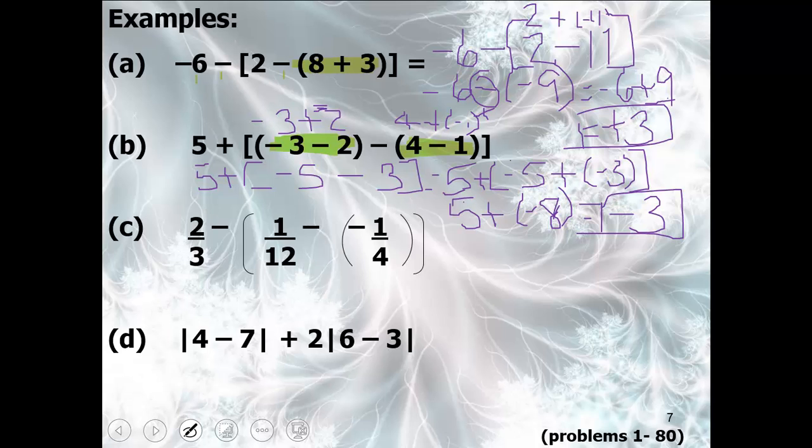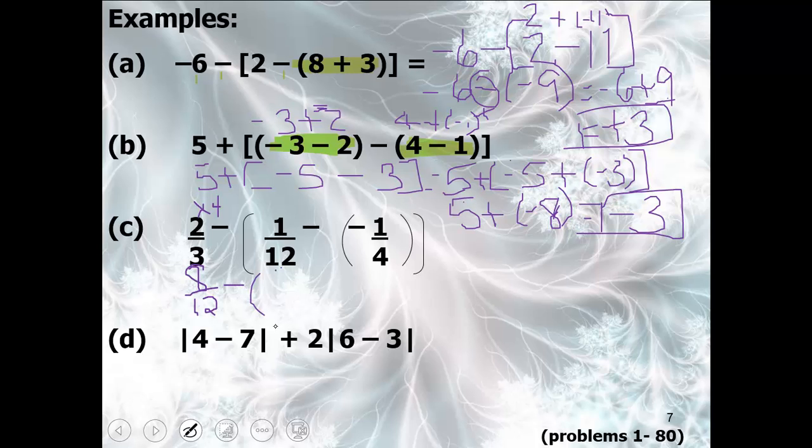Now, with fractions, this is going to combine what we've already learned about fractions, and I'm going to find a common denominator. So I'm going to look, does 3 go evenly into 12? Yes. Does 4 go evenly into 12? Yes. So my common denominator is 12. So what do I have to multiply 3 by to get 12? Well, that's 4, so that means I have to multiply 2 by 4, and that gives me 8.